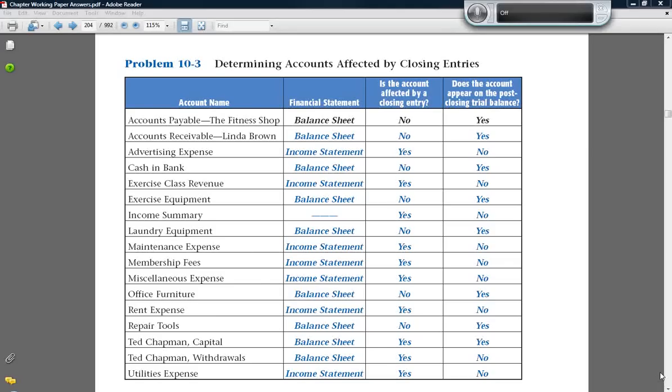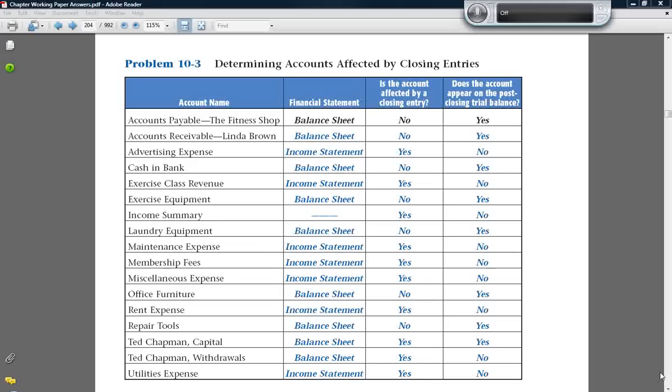Income summary is our temporary account that is our catch-all to close the temporary accounts. So we don't classify it on a financial statement, but we certainly need it for closing entries, and it does not appear on the post-closing trial balance. It is actually closed, so it is affected by closing entries, and it doesn't appear anywhere at the end of the period. Equipment, asset, balance sheet, not closed, yes, on the post-closing trial balance.